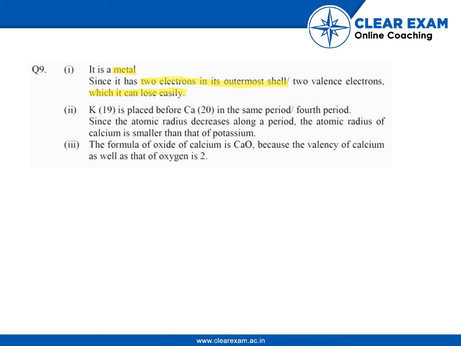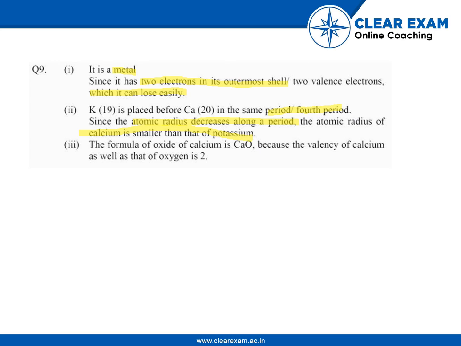And there comes the part where we have to know whether the size of calcium is larger than that of potassium. We can refer to the periodic table and know that they are both in the same period, which is the fourth period, and we also know the periodic trend, which states that atomic radius decreases along a period. So therefore, calcium is smaller than potassium.